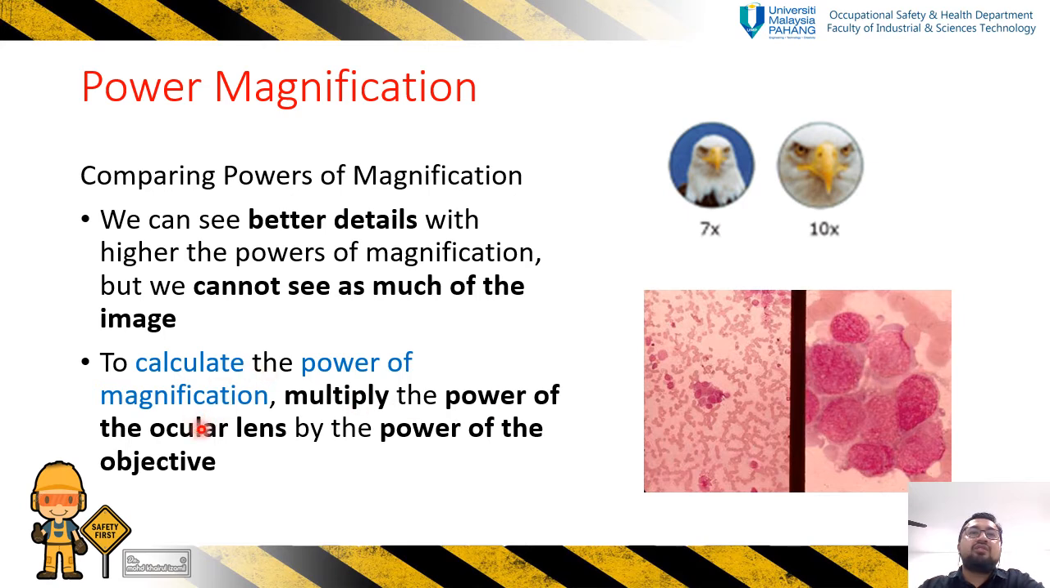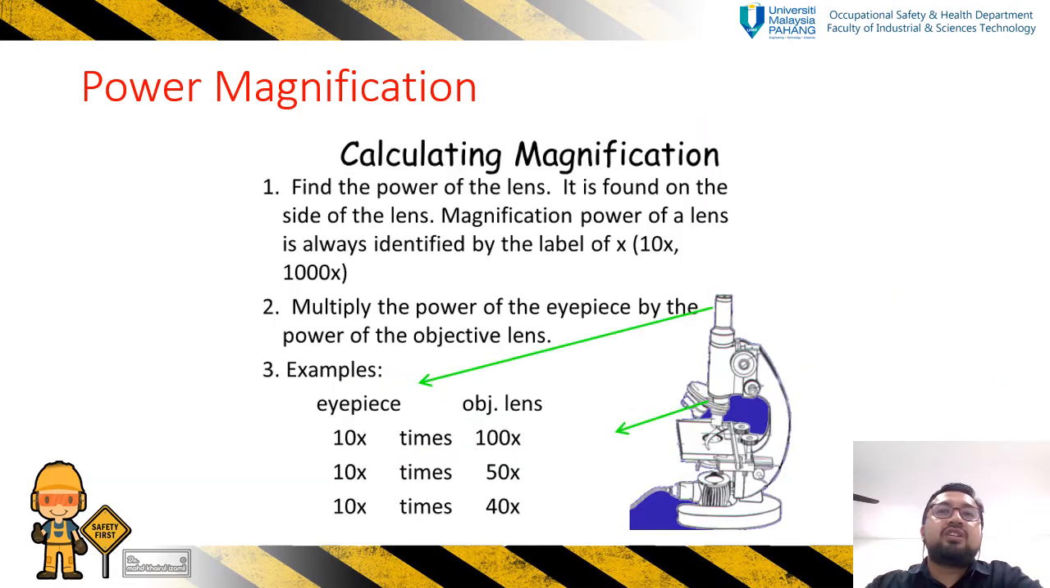So to calculate the power of magnification, multiply the power of the ocular lens by the power of the objective. So ingat ni, this one is very important. Macam mana bila kita nak calculate power of magnification, power of ocular lens, kita darabkan dengan power of the objective. So sebagai contohnya, find the power of the lens. It is found on the side of the lens. Magnification power of the lens is always identified by the level of x ni lah. 10x ke atau 1000x. Multiply the power of the eyepiece by the power of the objective lens.